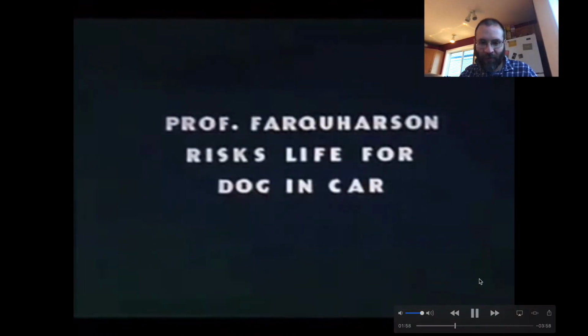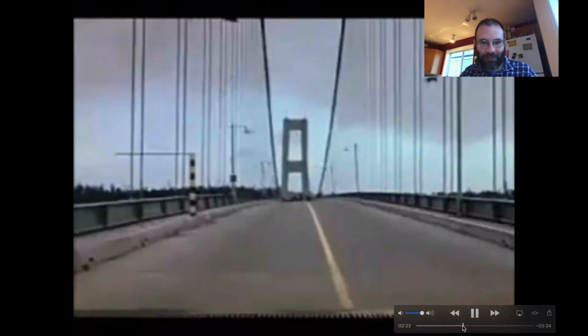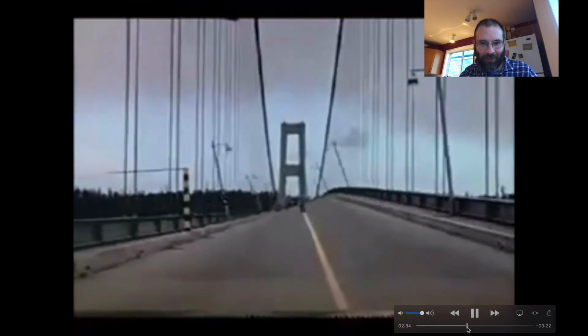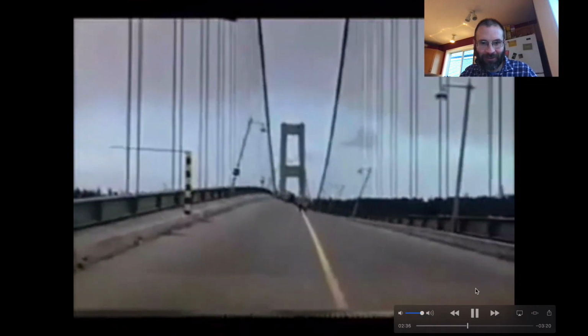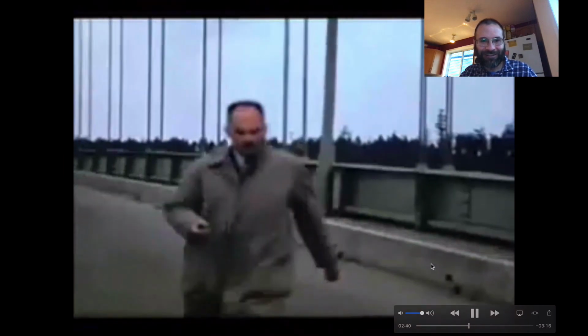Somewhere in here, we get Professor Farquharson, as usual. An academic tries, but fails to save the day. Or maybe he gets a dog in a car. I never found out the answer to this story. Let's pretend he did, because why not? He looks like a nice guy. Actually, he looks like Martin Heidegger, the philosopher. And yeah, he's not drunk. He's just holding a pipe.